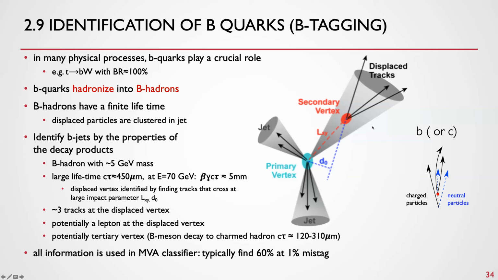There are various ways to do this reconstruction. What we typically do is we do all of them, and then we let the multivariate classifier decide on the eventual decision. We find an efficiency of roughly 60% at the 1% mistake rate. So if we are fine with getting it wrong in 1% of the cases, our algorithm finds 60% of the true B quarks. That's about what we have. Maybe it's 70% now. It has become a little bit better over the years because we refine our reconstruction.